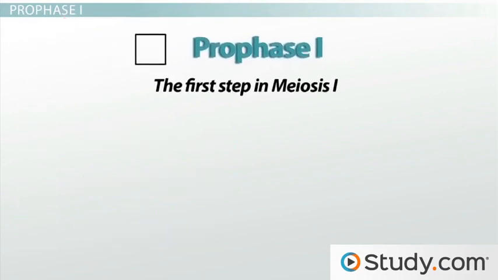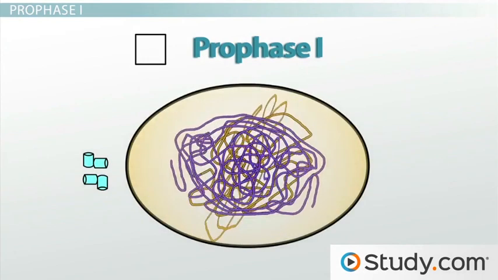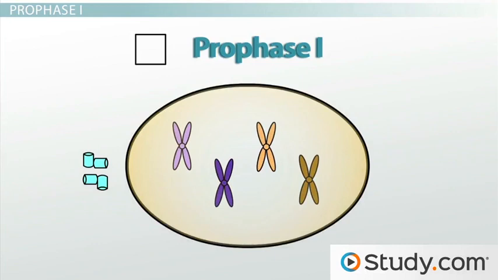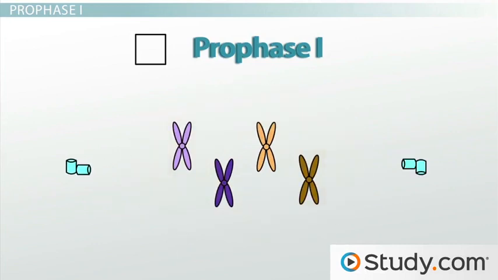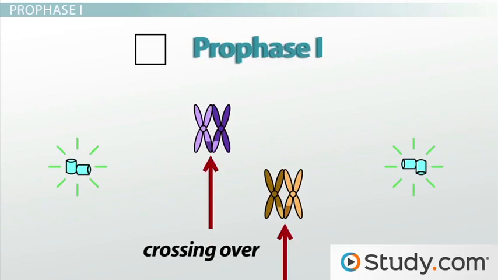Prophase I is the first step in meiosis I, and a lot happens during this step, some of which is a departure from what we saw in mitosis. During prophase I, the chromatin condenses. The centrosomes move to opposite poles and begin to produce spindle fibers. Homologous chromosomes search for their partner homologue in a process known as pairing. Crossing over occurs between homologous chromosomes.